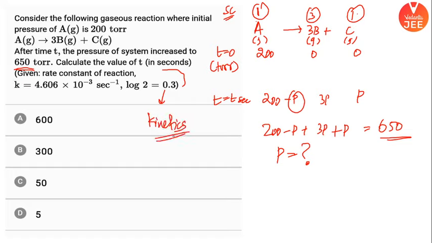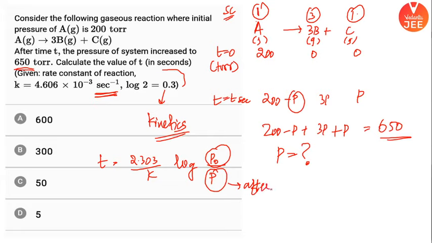So now you have to apply the kinetics, and it is a first order reaction. How do I know? Because the rate constant has been given and the unit is per second. So what I will do here, beta, is simple: t is equal to 2.303 by K log P naught by P. This is your initial pressure, and this is pressure after time t. After time t, it can be easily found.